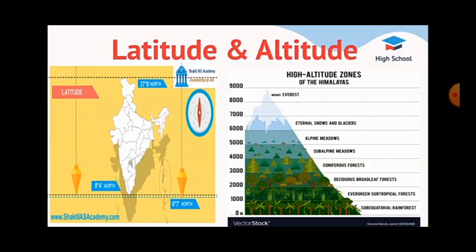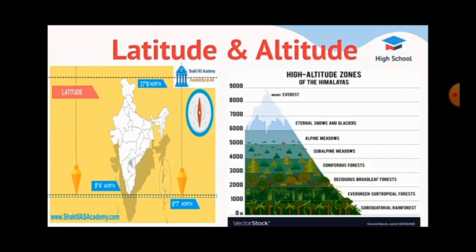Next we are going to see about altitude. Altitude is nothing but height from the sea level. When the altitude increases, the temperature decreases. Yes or no? When the height increases, the temperature decreases. Temperature decreases at the rate of 6.5 degrees Celsius for every 1000 meters of ascent. It is called normal lapse rate.